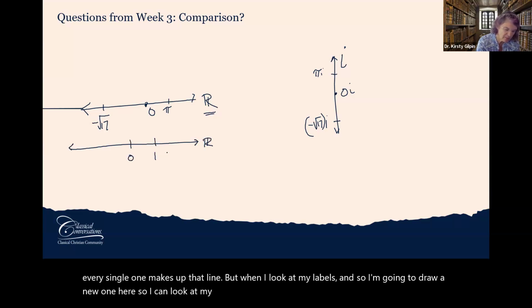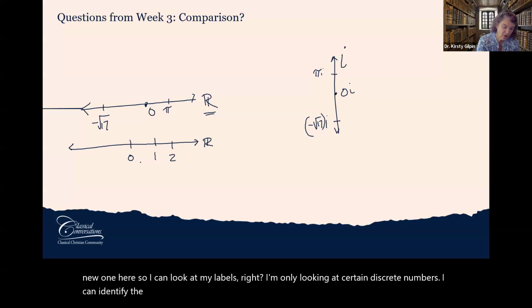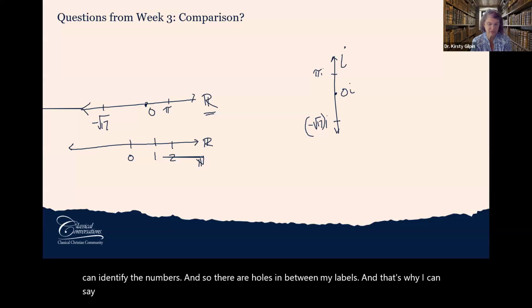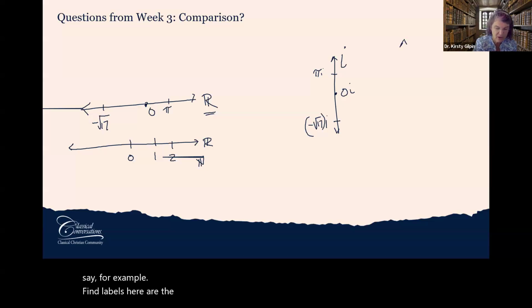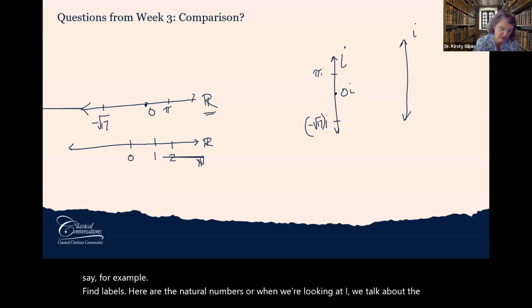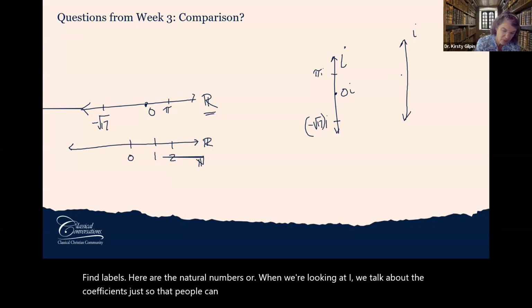Right? I'm only looking at certain discrete numbers. I can identify the numbers, and so there are holes in between my labels. That's why I can say, for example, my labels here are the natural numbers. Or when we're looking at i, we talk about the coefficients just so that people can see what we're doing.